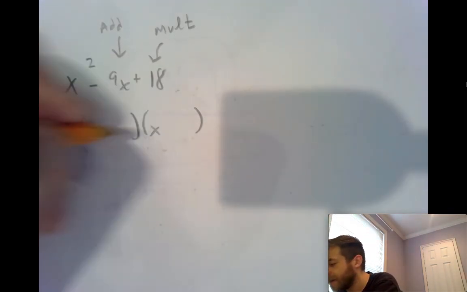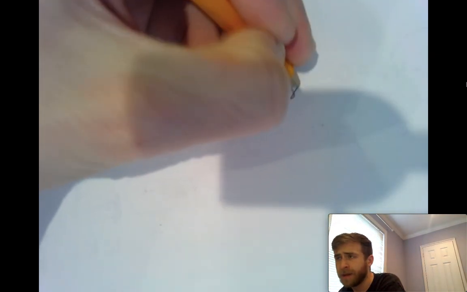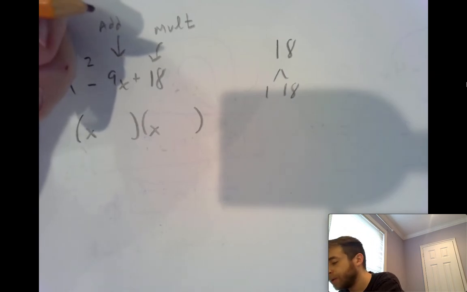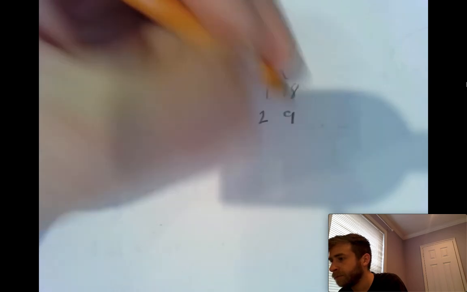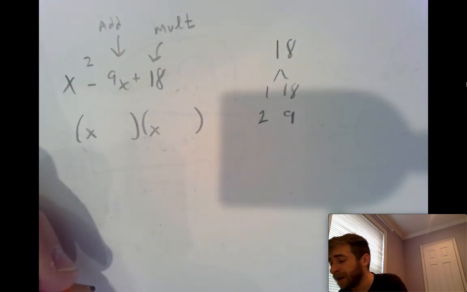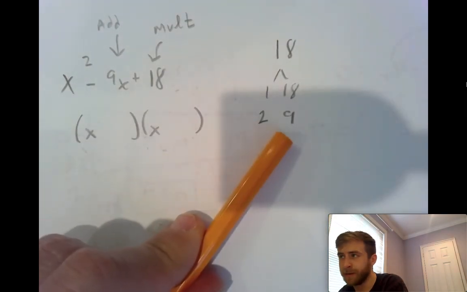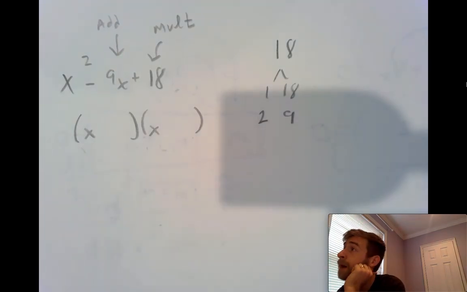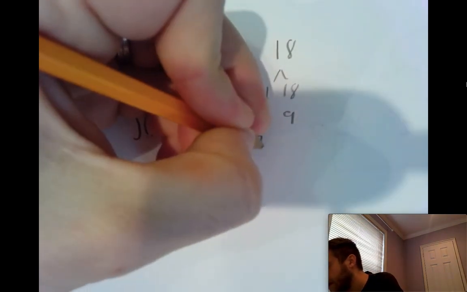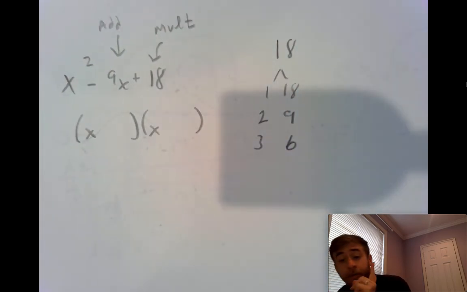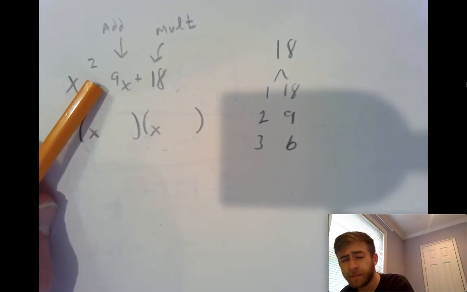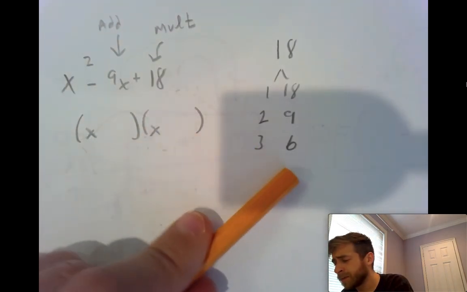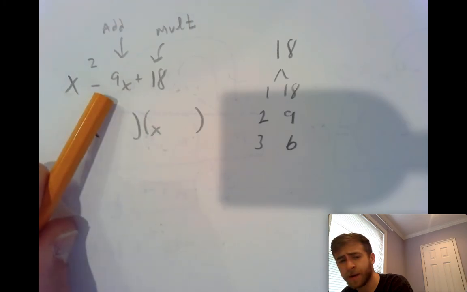So let's do the factors of 18. 18 is going to have 1 and 18. It's not going to be that. It's going to be 2 and 9. It's not going to be that, right? Because 2 and 9 has to make some sort of 7. So then what about 3 and 6? 3 and 6 can make a 9, right? 3 plus 6 makes 9. We just need the two numbers to multiply to a positive, but then add to a negative.